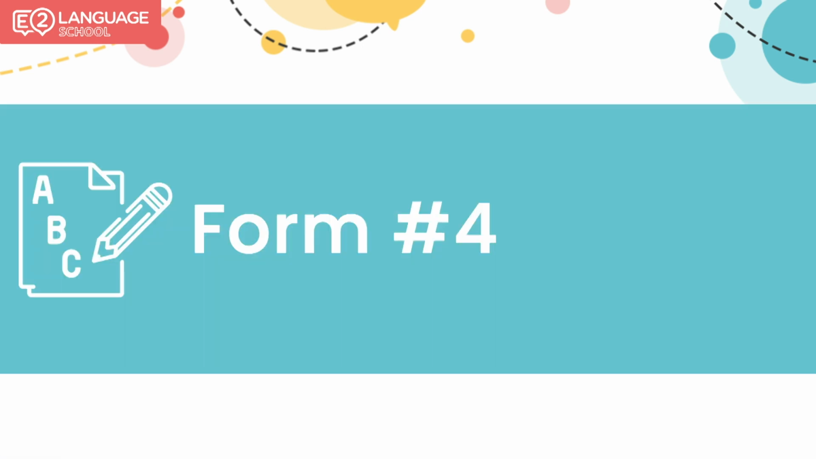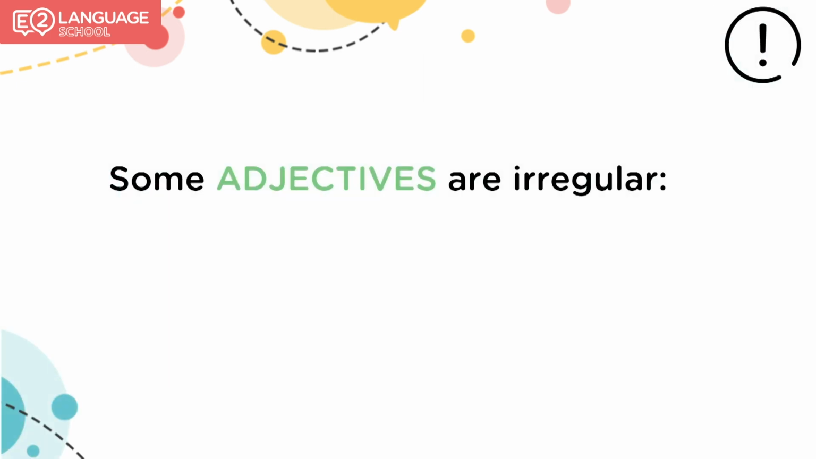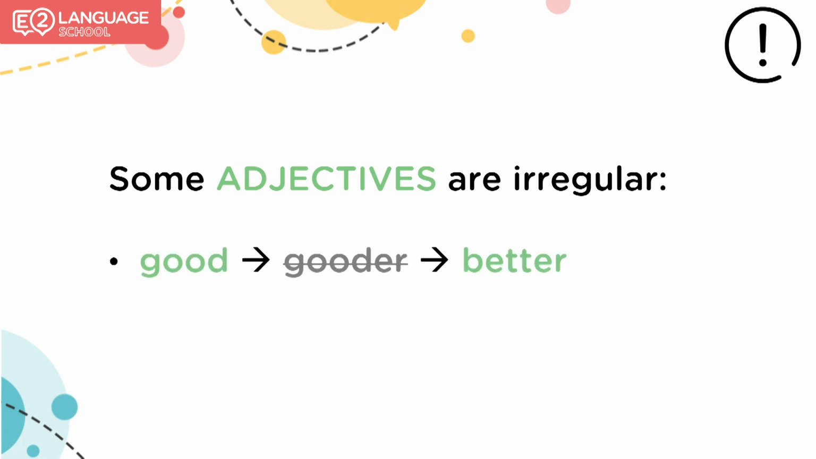Okay, time for our 4th and final form. This is for irregular adjectives. Take the example of good. So good is a short adjective. It's 1 syllable, good, but it does not become gooder. Instead, we say better.